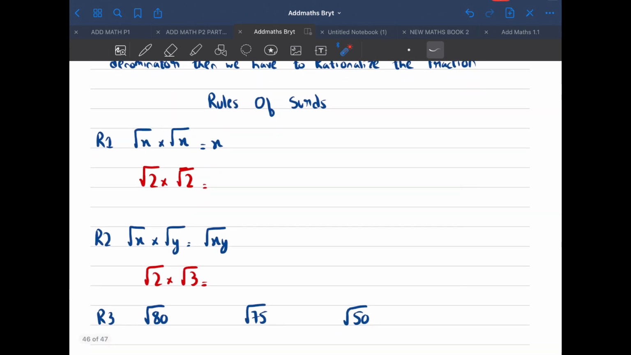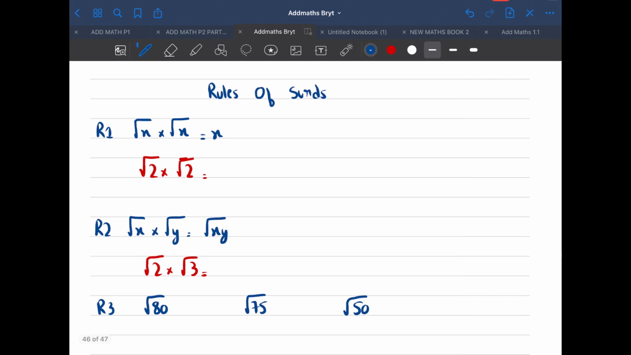The first rule of surds is: under root x into under root x is what? x. So under root 2 into under root 2 will be 2. Why is it like this? If it's under root 2 into under root 2, that's equivalent to what? Under root 4, which is equivalent to 2. That's the reason behind it.